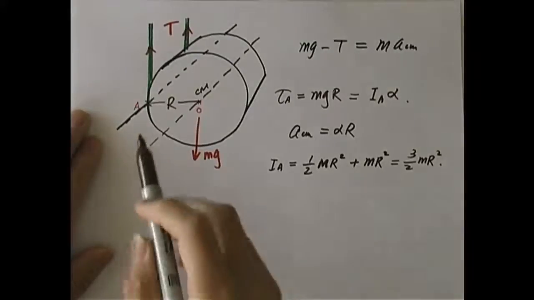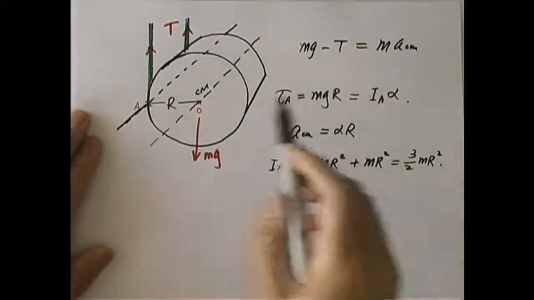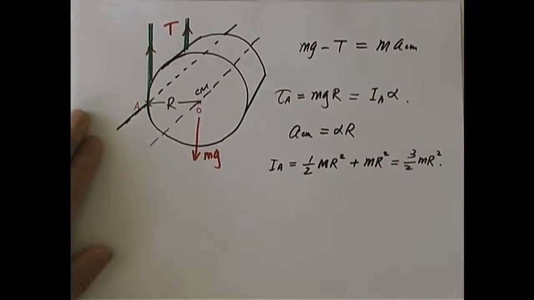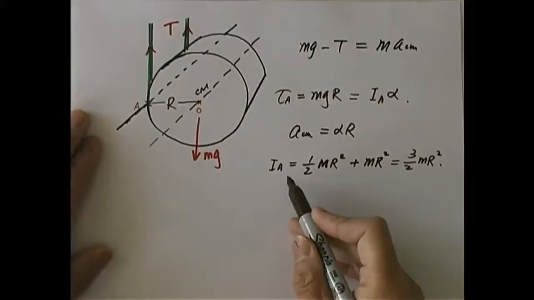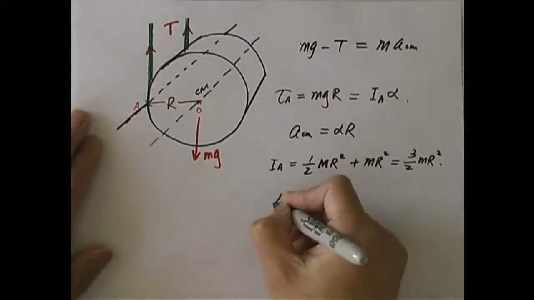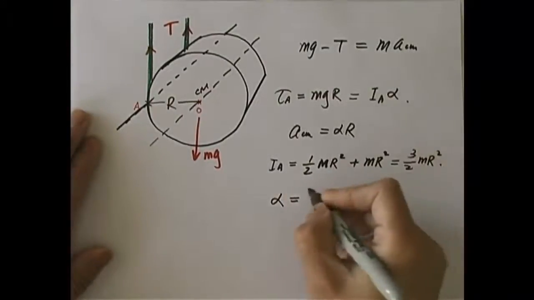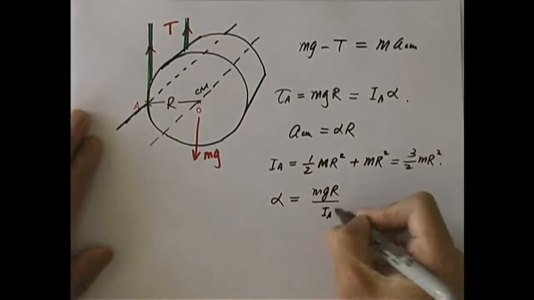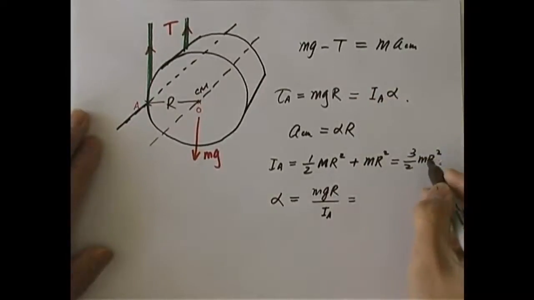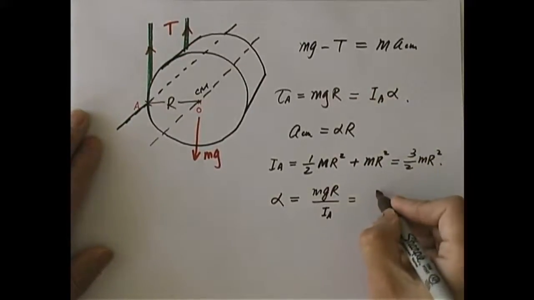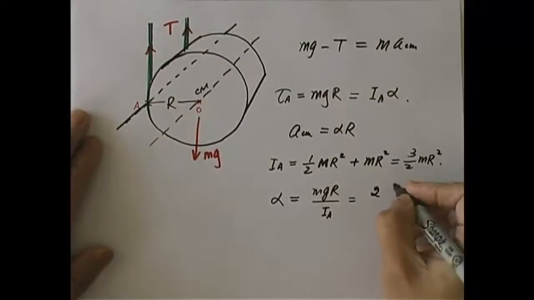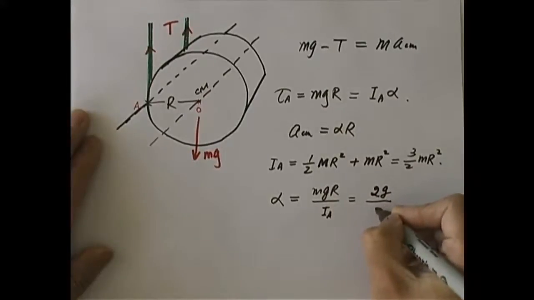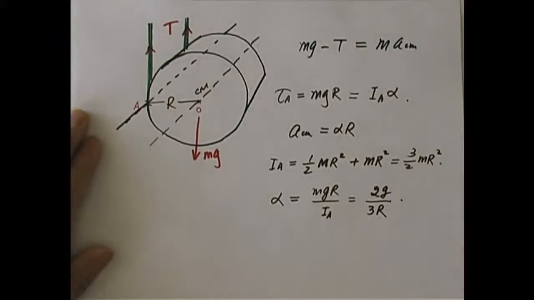Please be very careful. You are using point A as an observation point. You have to use IA, okay, about the same point. That's called self-consistency. All right, we now have IA. Let us find alpha. So what's alpha equal to? Alpha equals mgr over IA, from this formula. So it's mgr over 3/2 mr squared. So the answer is 2g over 3r. That's alpha.